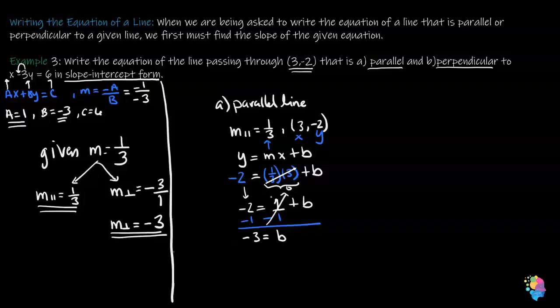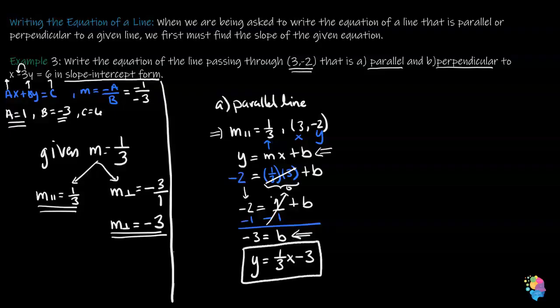Now you might be asking, how is this going to help me? Well, since the equation of the line has to be in slope-intercept form, and we know that the slope is 1/3 and that the y-intercept is -3, the equation of the line becomes y equals 1/3x minus 3. And this will be the equation of the parallel line.